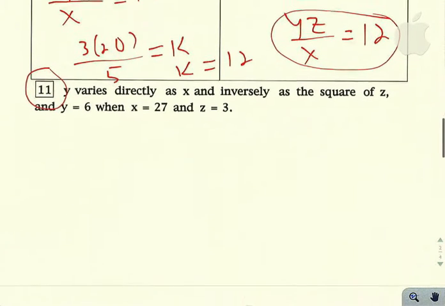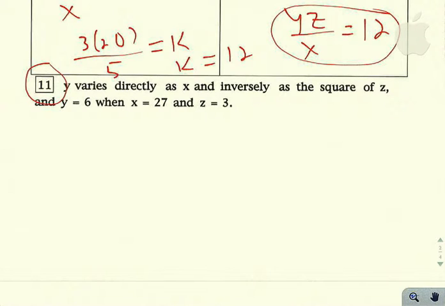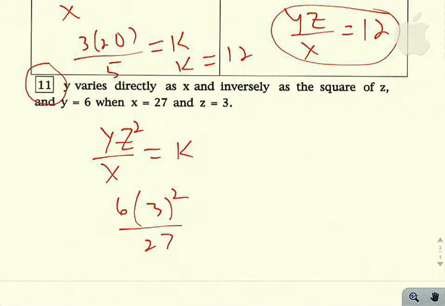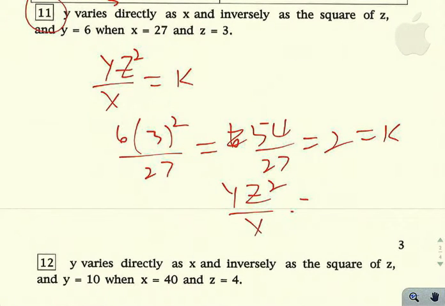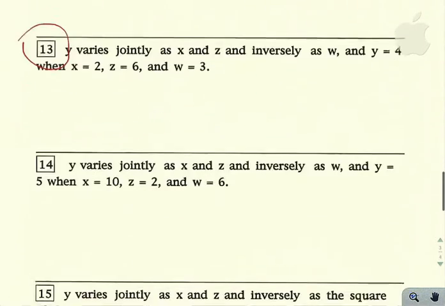Number 11. Y varies directly as x and inversely as the square of z. And that has to equal k. So now we plug in 6 times 3 squared over 27. That would be 6 times 9 is, let's see, 54 for the top, 27 for the bottom, that's 2. That's what k is. So y z squared over x equals 2. And I believe that finishes chapter, oh no, there's one more.